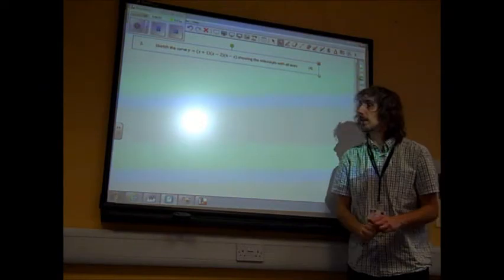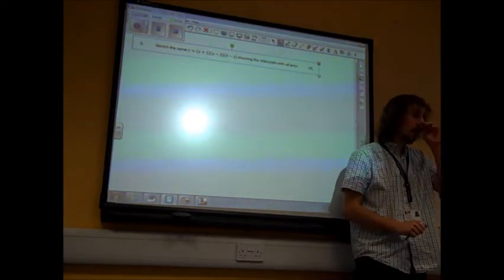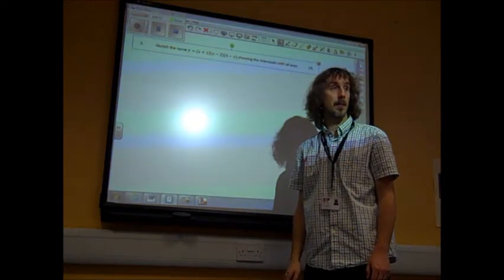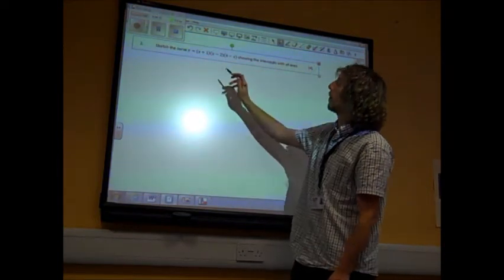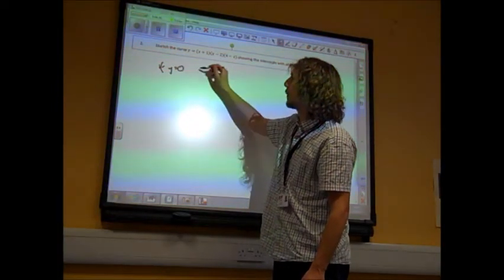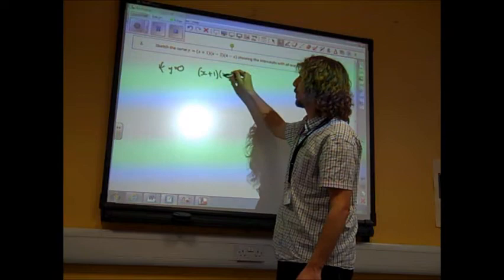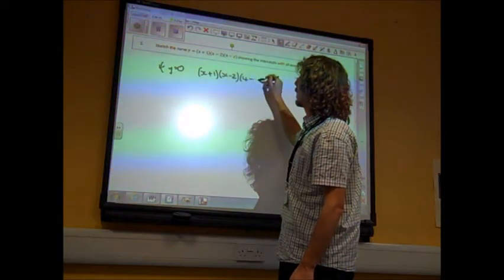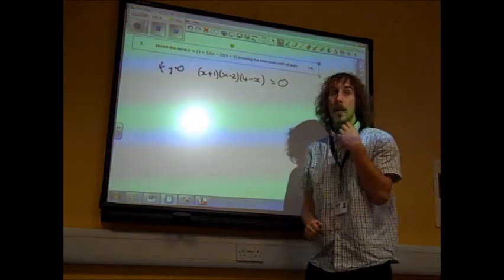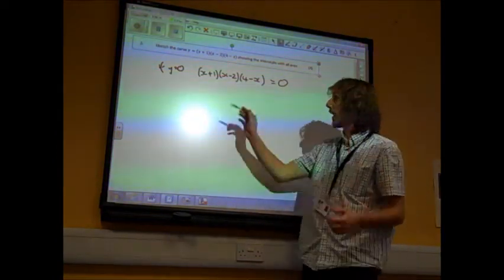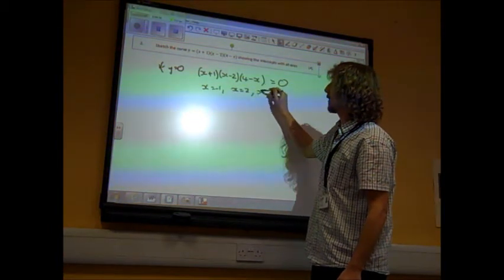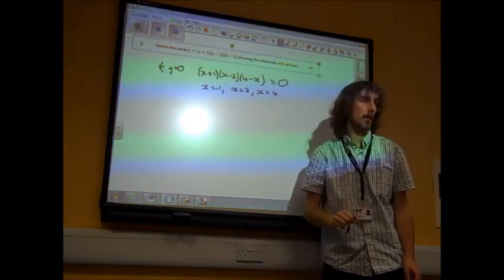Question 2, sketch the curve that is given there. Well, the great thing is this factorised form tells us the roots of this equation. So what we can start by doing is saying if y equals 0, we're left with x plus 1, x minus 2, 4 minus x equals 0. And that would have solutions of x is minus 1, x is 2, and x is 4. That last one there.